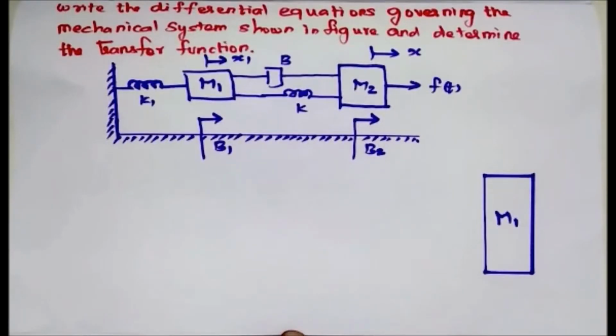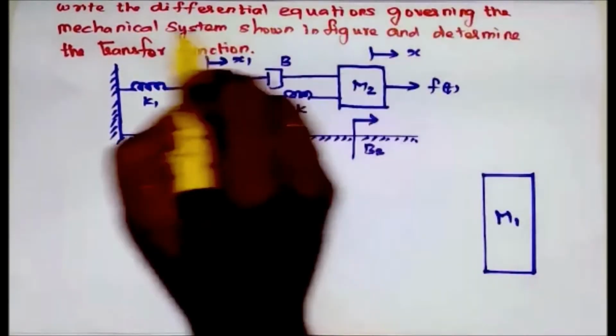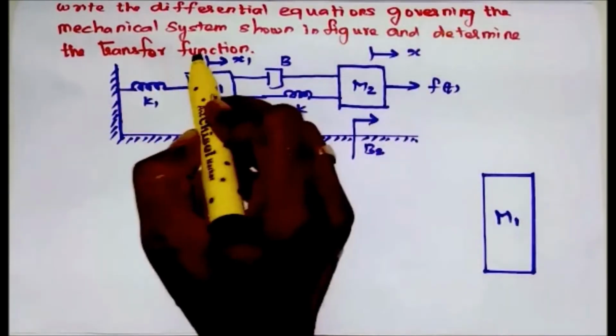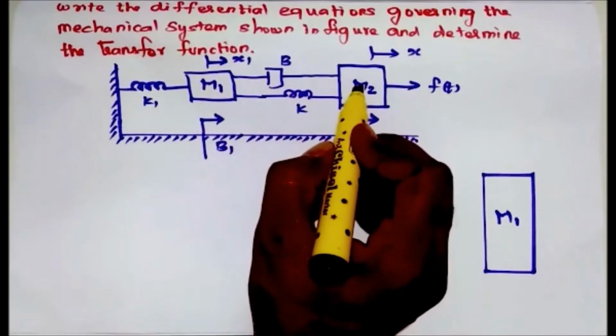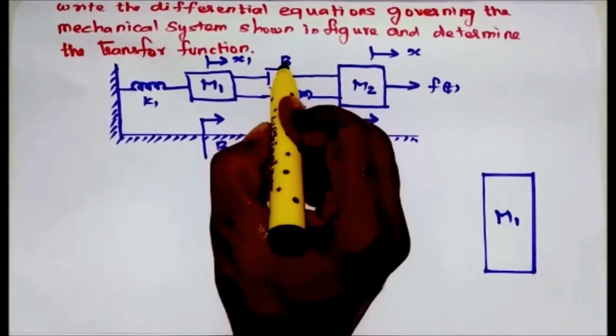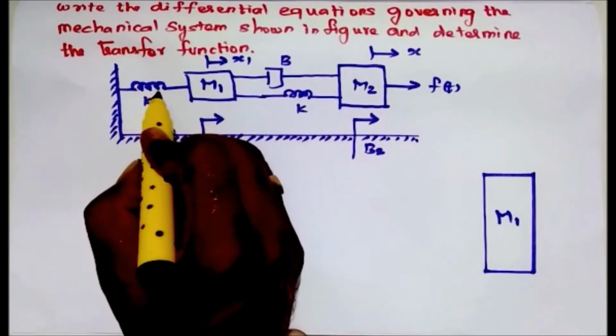In this video, we are going to solve a problem based on the mechanical translation system. The given problem is: write the differential equations governing the mechanical system shown in the figure and determine the transfer function. In this problem, there are two mass elements and three dashpots B1, B2 and B, and two spring elements K and K1.